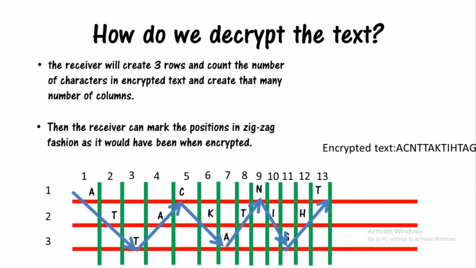Once we enter all the encrypted text at the positions marked in a row-wise fashion, the receiver can read it in a column-wise fashion. Once we enter all the text, we have A, T, T, A, C, K, A, T, N, I, G, H, T. So this is the column-wise reading fashion, and the receiver can read it like this: A, T, T, A, C, K, A, T, N, I, G, H, T. So the plain text is received now. We have decrypted the encrypted text, and the receiver has understood the message. This is how we decrypt the text.